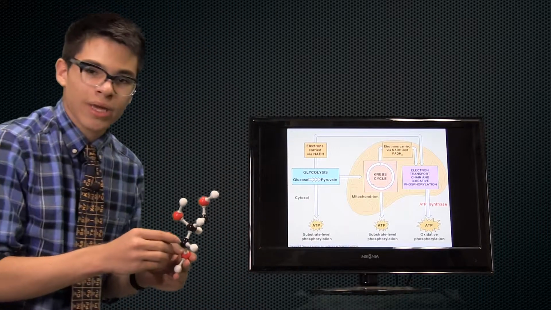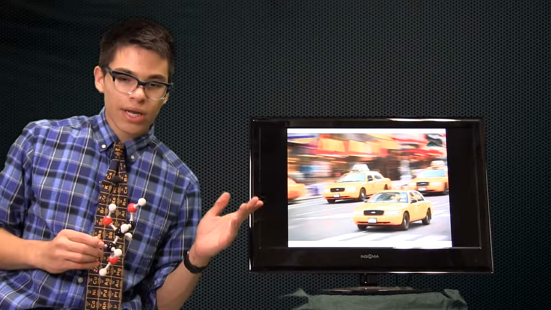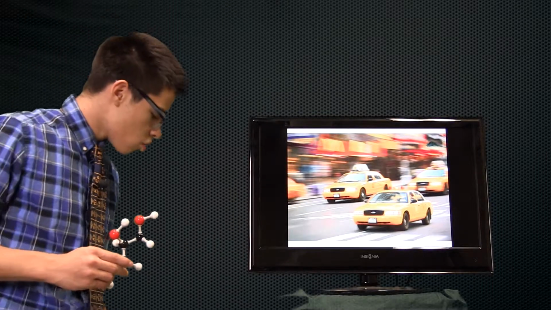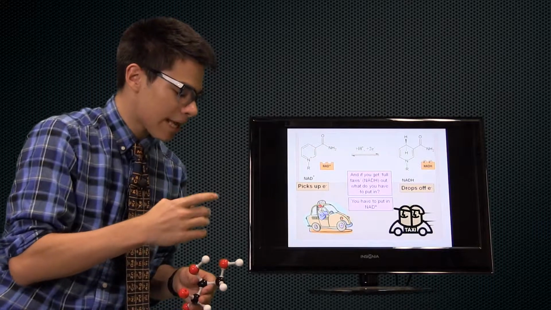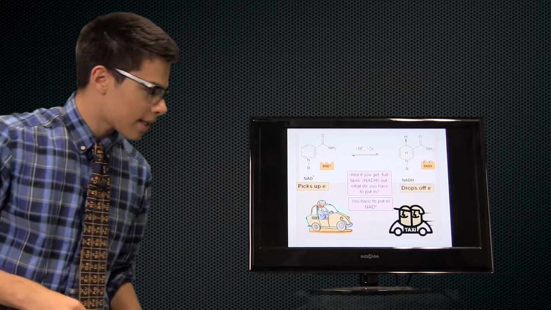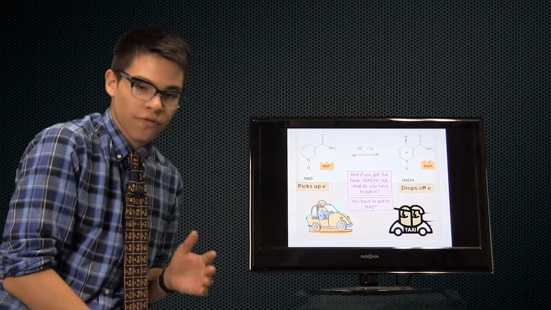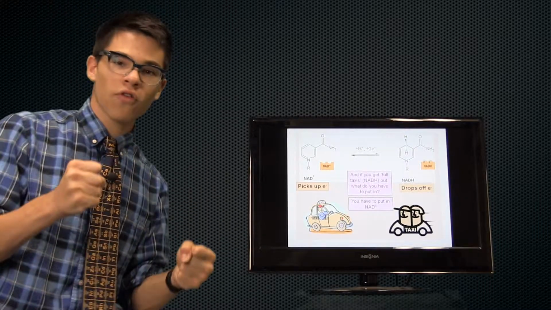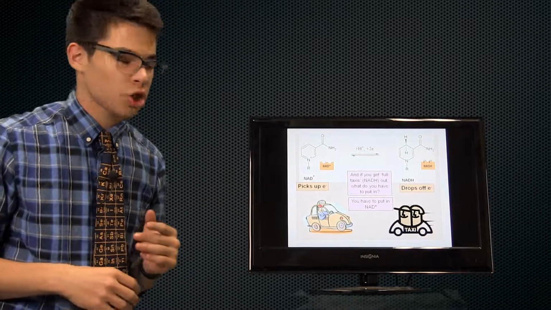And what we're also doing is we're putting a passenger in a taxi. But what exactly does that mean? Electron taxis, or electron carriers, are molecules that can accept electrons and hold on to them until they're needed. So basically we're going to take energy from glucose and put it in a taxi, and that taxi is going to drive over to the electron transport chain, and that's what we're going to use to power the electron transport chain.